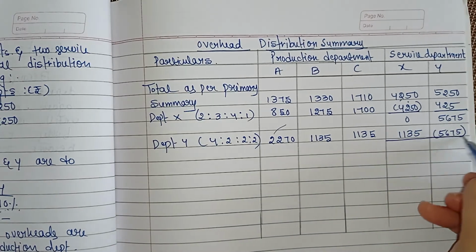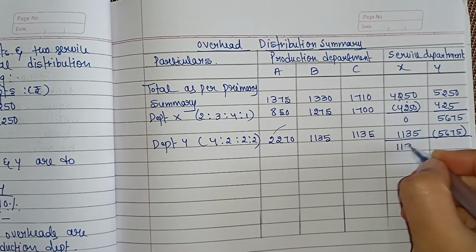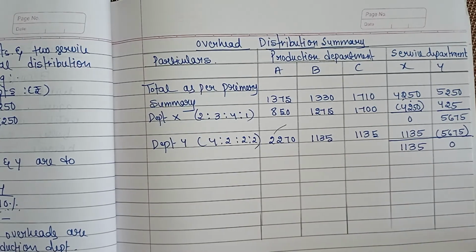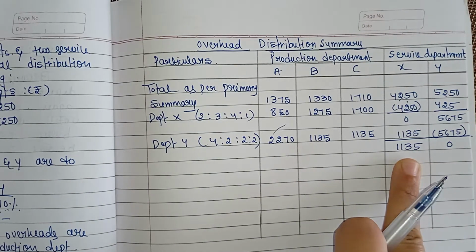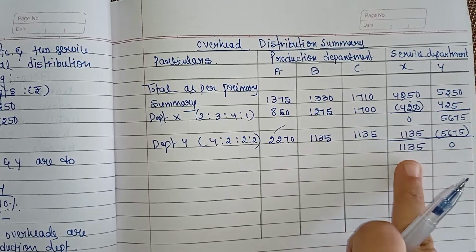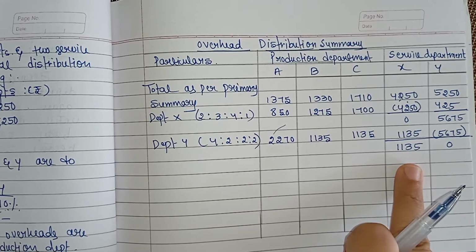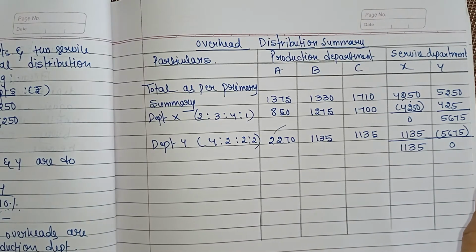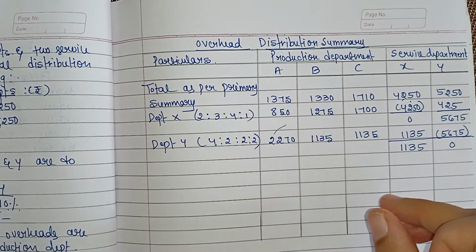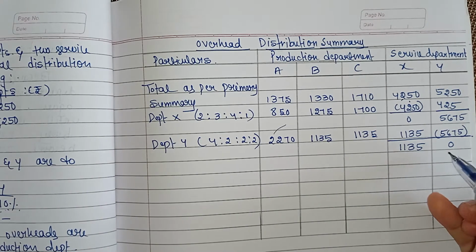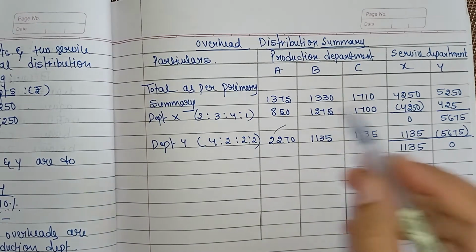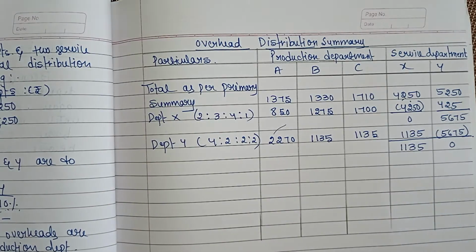And here Y department allocated or distributed all its overhead, that is 5675. Now again total it. Here 1135 and here it is nil, 0, because Y department allocated all its expenses. Now see the X department. Now X department expenses are 1135, right? Now what we have to do? We need to reapportion, or again redistribute this 1135 to all other departments, production and service department Y.